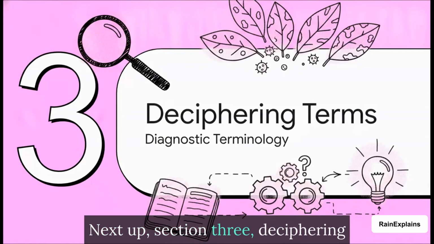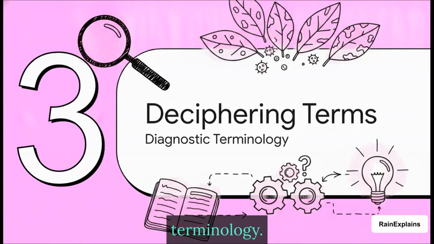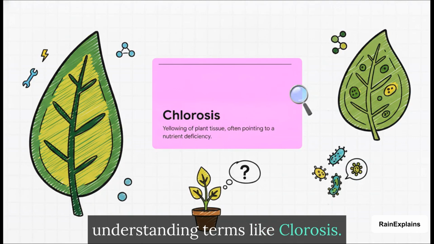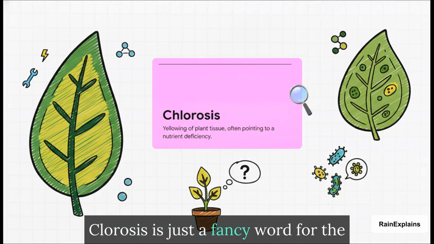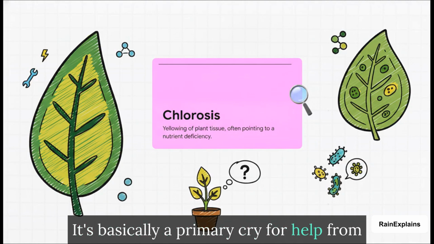Next up, Section 3, deciphering terms. Let's break down some diagnostic terminology. So, a super crucial part of this is understanding terms like chlorosis. Chlorosis is just a fancy word for the yellowing of plant tissue. It's basically a primary cry for help from your garden.